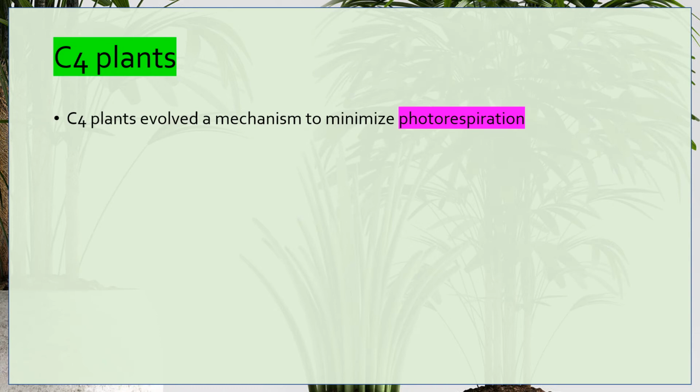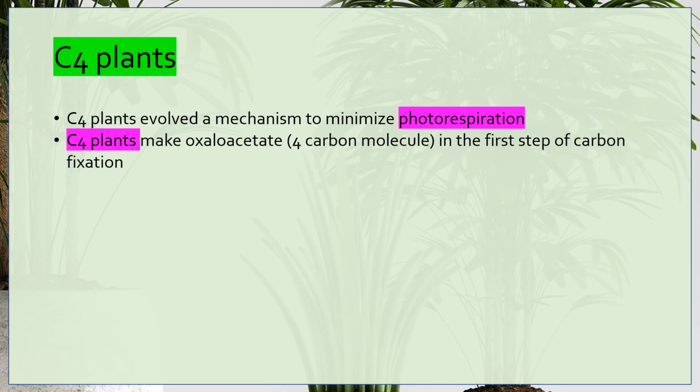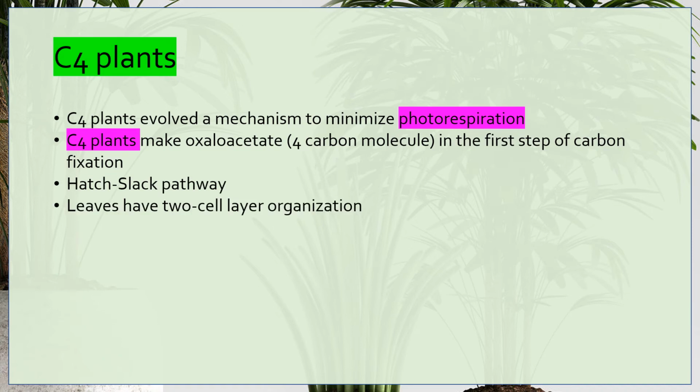C4 plants involve a mechanism to minimize this photorespiration. So the C4 plants make oxaloacetate, a 4-carbon molecule, in the first step of carbon fixation. They call this the Hatch-Slack pathway. Leaves have one to two cell layers of organization.